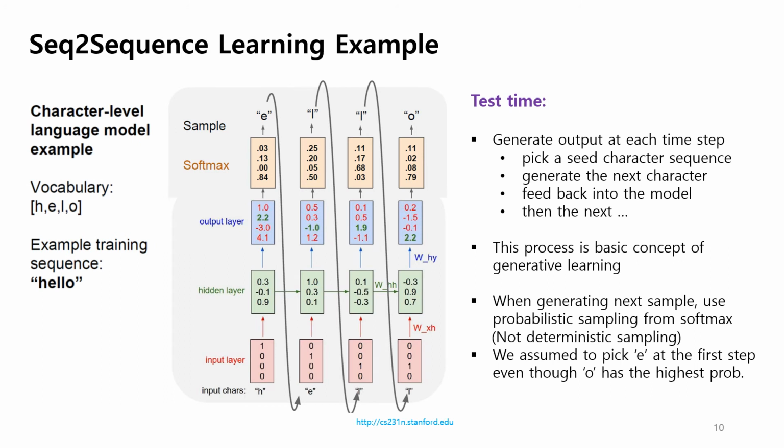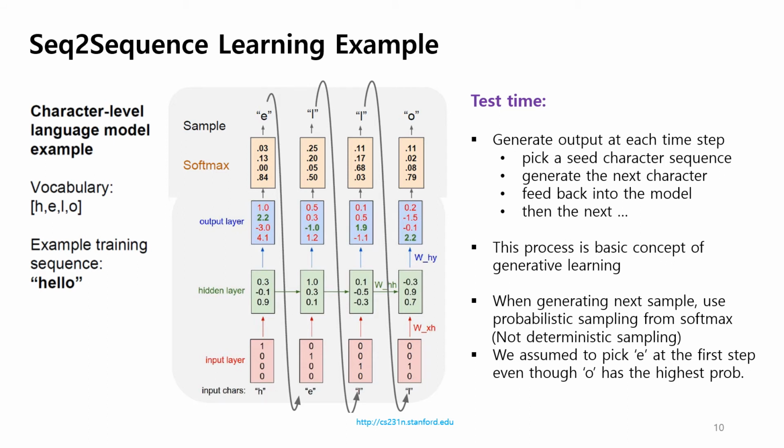Okay, now suppose the training is done. We gave H, E, L as input and made the RNN generate E, L, L, O as output. We use backpropagation. We define the error function for each time step and add them together as a total error function. We use backpropagation through time to minimize the error. Okay, so training is done.